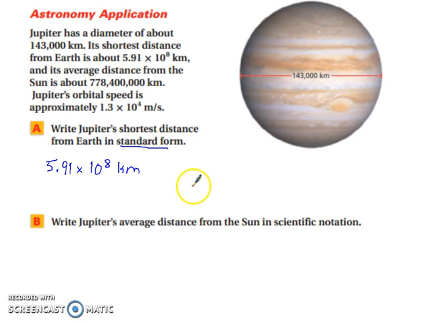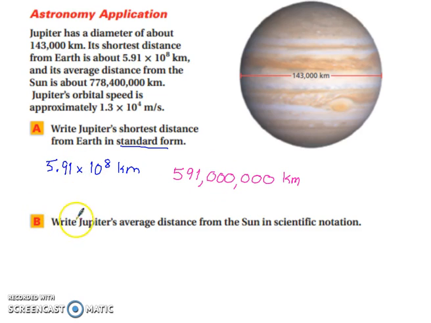So when writing it in standard form, that means we need to move the decimal point 8 places to the right. So now we have 591,000,000. So 591 million kilometers. The kilometers doesn't change. We just went from scientific notation to standard form.